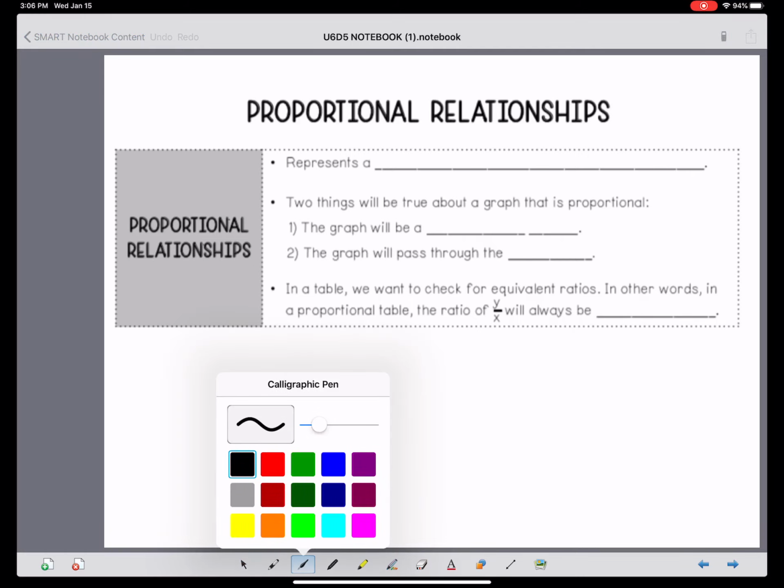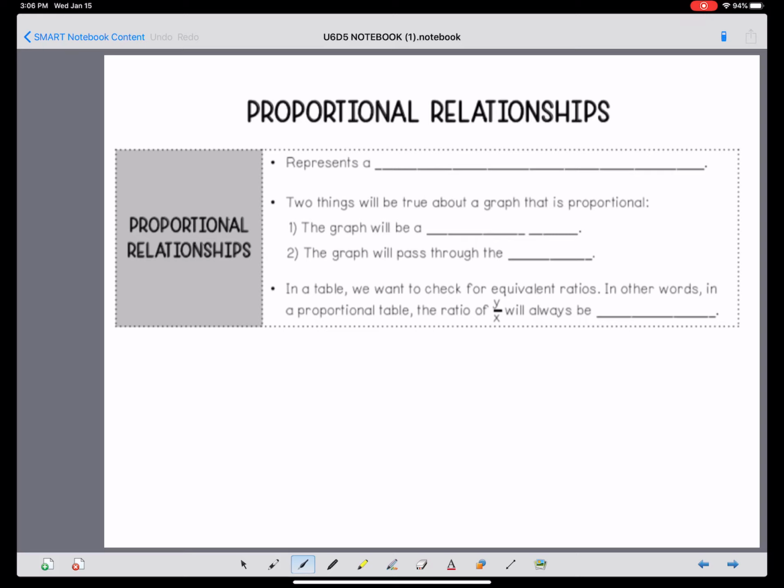All right, let's go over this real quick. Proportional relationships represent a constant rate of change. So when you look at your x values and y values and they change by the same number each time, that is known as a proportional relationship.